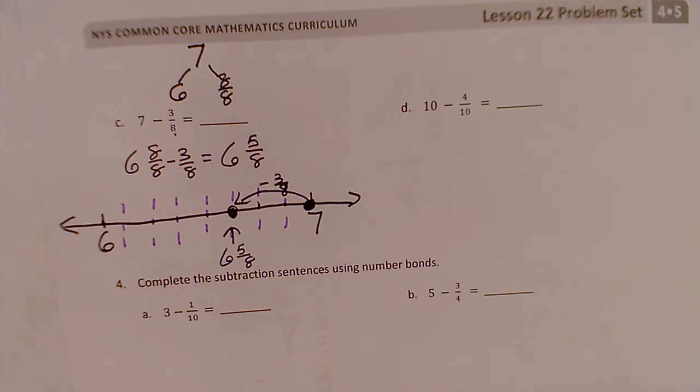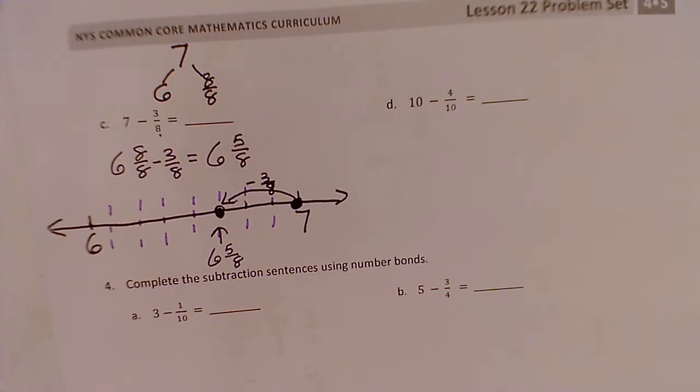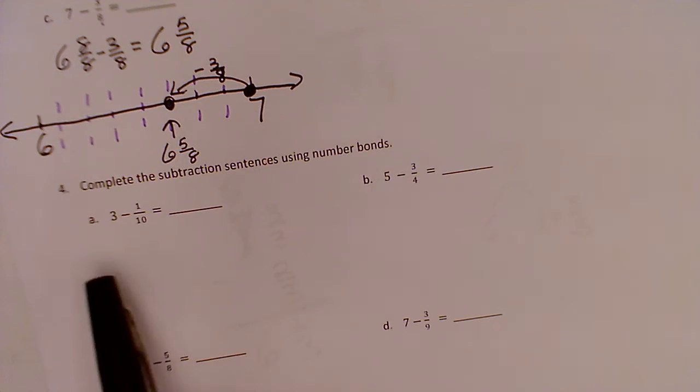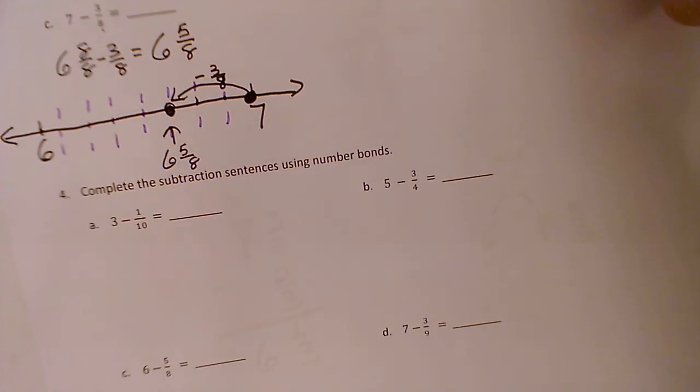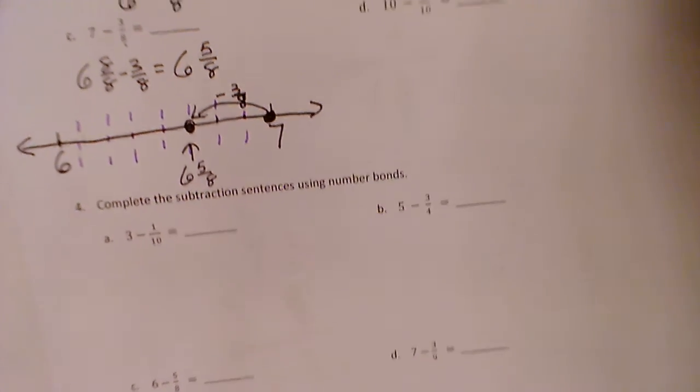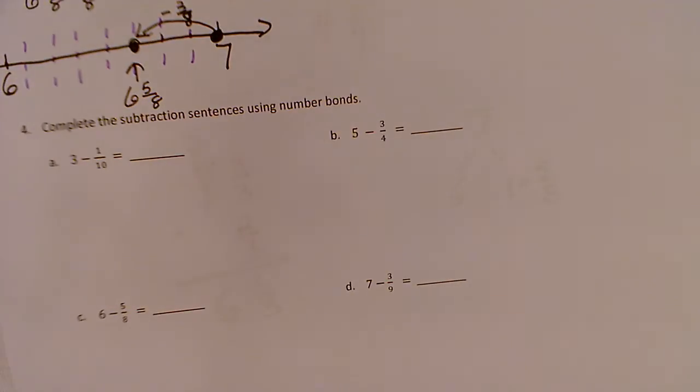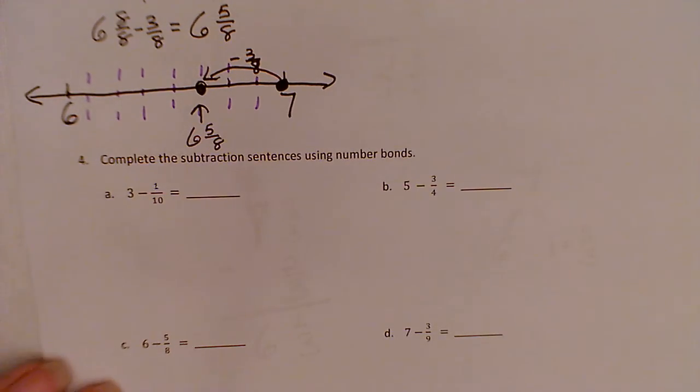Okay, so really quick, here it says for number 4, complete the subtraction sentences using number bonds. So I hope we're feeling pretty good about our number bonds right now. We've been modeling them. I think you've got them. I'm just going to do 1 or 2 here, and then I'll let you work through the rest on your own. So let me first adjust the camera a little bit so that we are straighter. I don't know how it got knocked out again.